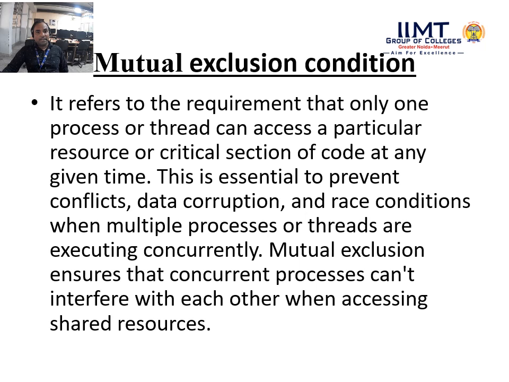Meaning to say, it refers to the requirement that only one process or thread can access a particular resource or critical section of the code at any given time. This is essential to prevent conflicts, data corruption, and race conditions when multiple processes or threads are executing concurrently. Mutual exclusion ensures that concurrent processes cannot interfere with each other when accessing the shared resource.